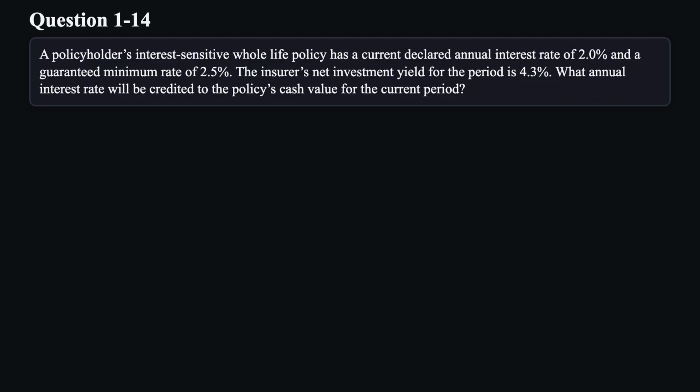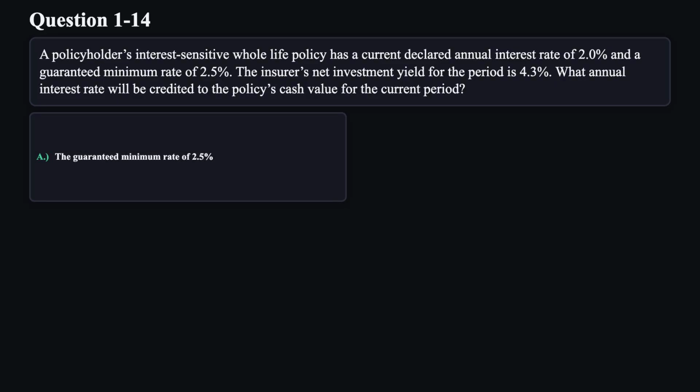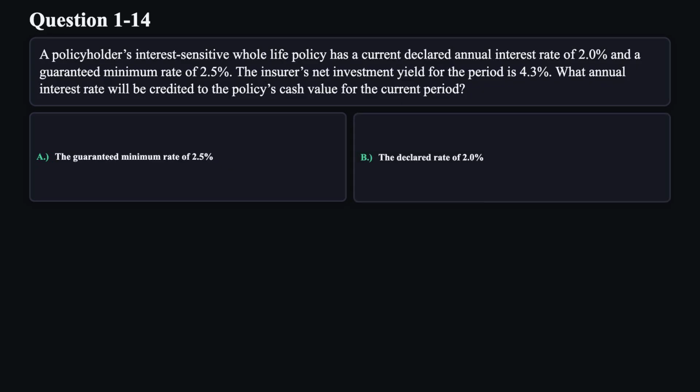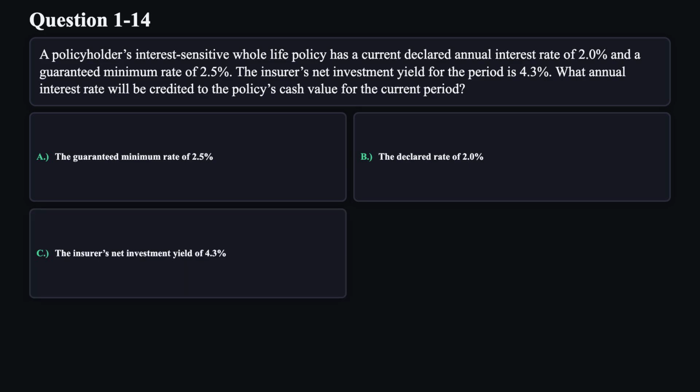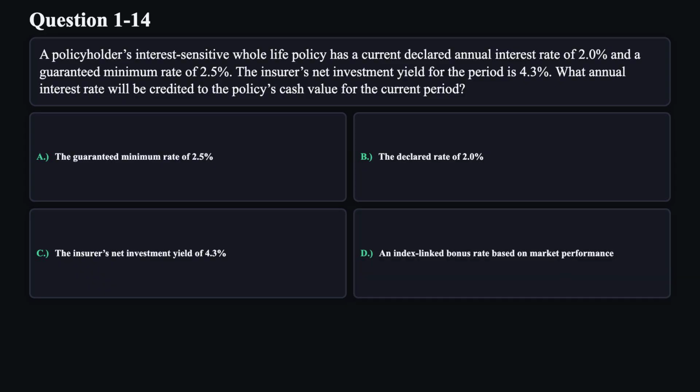Question 14. A policyholder's interest-sensitive whole life policy has a current declared annual interest rate of 2.0% and a guaranteed minimum rate of 2.5%. The insurer's net investment yield for the period is 4.3%. What annual interest rate will be credited to the policy's cash value for the current period? A. The guaranteed minimum rate of 2.5%. B. The declared rate of 2.0%. C. The insurer's net investment yield of 4.3%. D. An index-linked bonus rate based on market performance.